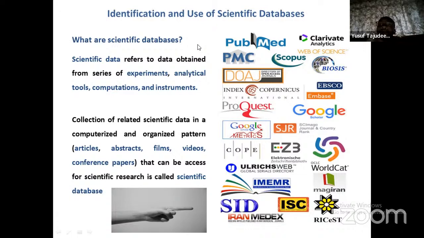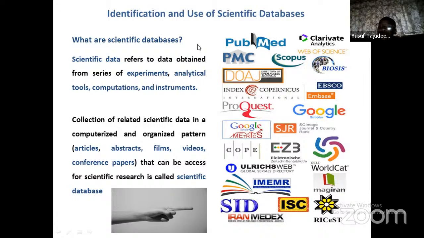So you visit there to get this data in the form of downloaded articles, abstracts, videos, and even conference papers. So you go to these databases. Examples of them are PubMed, DOAJ, and Google Scholar. I think everyone knows about Google Scholar.